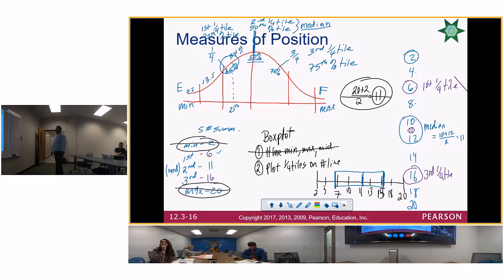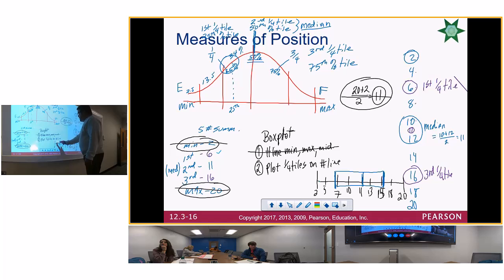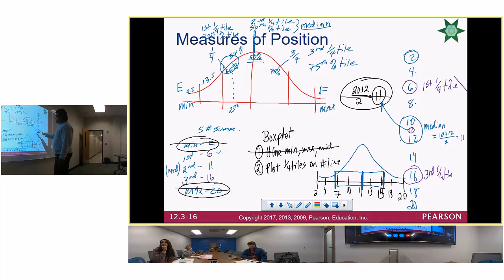Now, what does this show? This shows that we have pretty much a what curve? A normal curve, because what does the midpoint and the middle and the median do? They're on top of each other because they're the same what? They're the same number. So that means you pretty much have a normal curve.